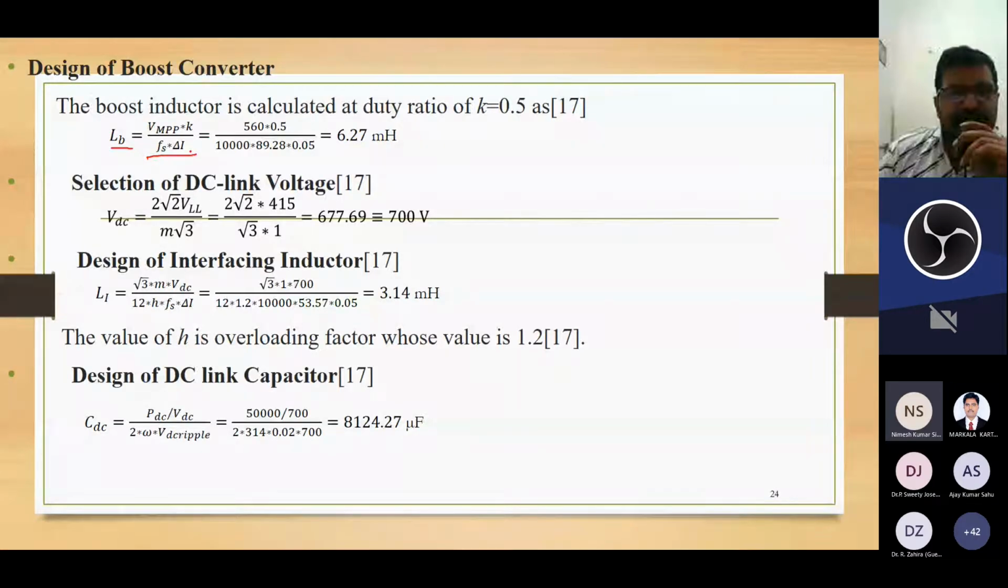There will also be a selection of the DC link voltage. After the DC-DC converter, there will be a capacitor, right? We have seen that previously. So how much voltage has to be maintained at the DC link in such a way that we get the 415 volt line to line voltage across the induction motor? This is the formula to calculate this DC link voltage.